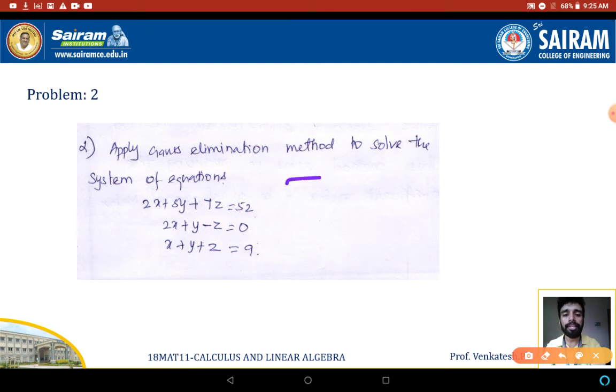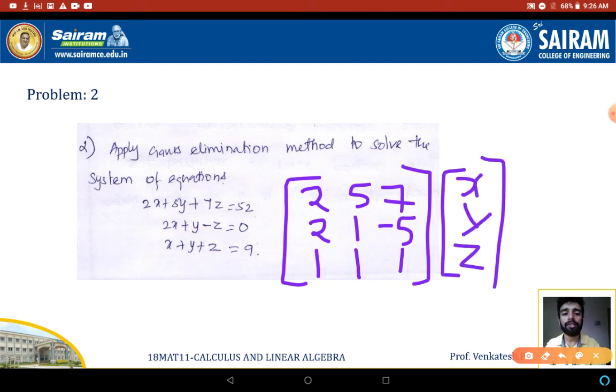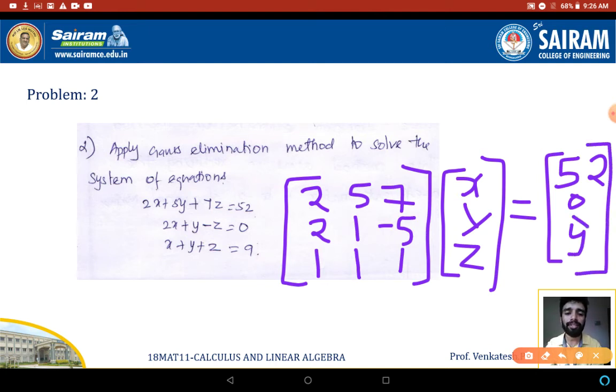The matrix A will be what? 2, 5, 7, 2, 1, minus 1, 1, 1, 1. And the column matrix X will be x, y, z is equal to the B matrix, that is 52, 0, 9. This is the matrix form of the given system of equations, Ax is equal to B.